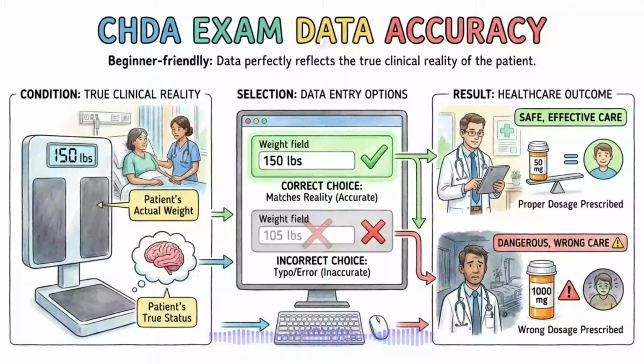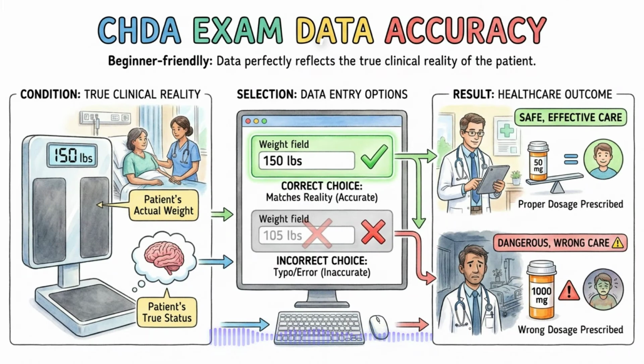A major part of the CHDA exam involves knowing the specific characteristics of good data. Starting with accuracy. Accuracy simply means that the data perfectly reflects the true clinical reality of the patient. For example, if a patient weighs exactly 150 pounds, but the nurse accidentally types 105 pounds into the computer, that data is no longer accurate.